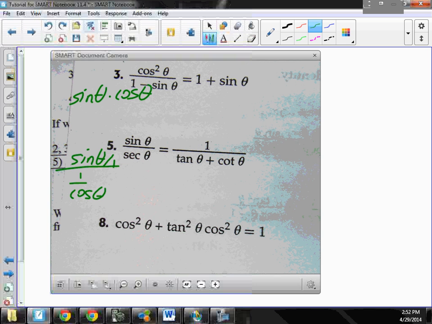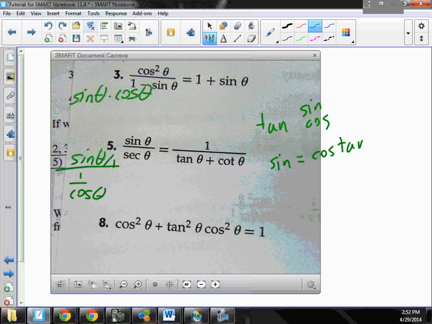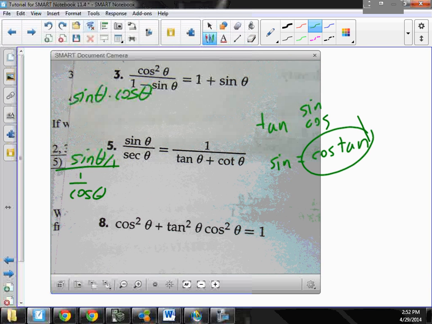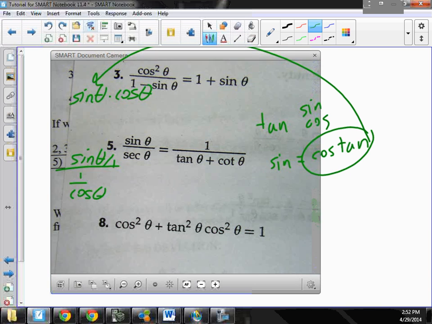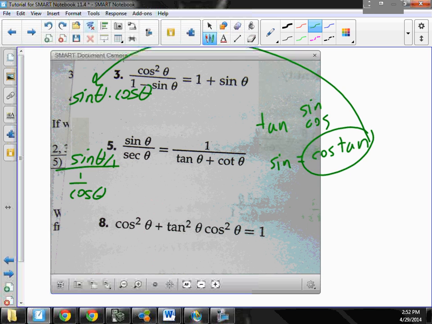So what you have to do, can sine be written in terms of tangent? So tangent is sine over cosine, which means that sine is cosine tangent. So that's what you would do. You would plug cosine tangent in there, and then you get cosine squared tangent, and then you work that down, but that's no fun, so don't do that.